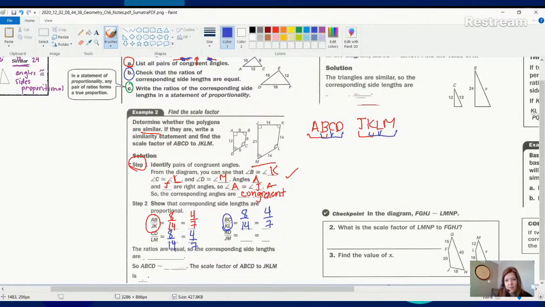And then the last one, we've got the funny one at the end, AD over MJ. AD actually is 12. Ooh, we get a different number. 12, and MJ is 21. So 12 over 21, those both divide by 3, right? 12 divided by 3 is 4. 21 divided by 3 is 7. So what do you notice about all the ratios? They're all 4/7. So all of the ratios are equal. So the corresponding side lengths are proportional.